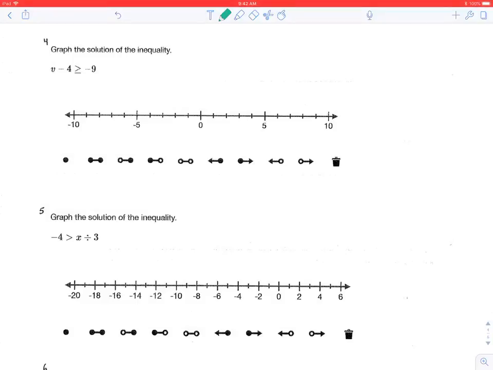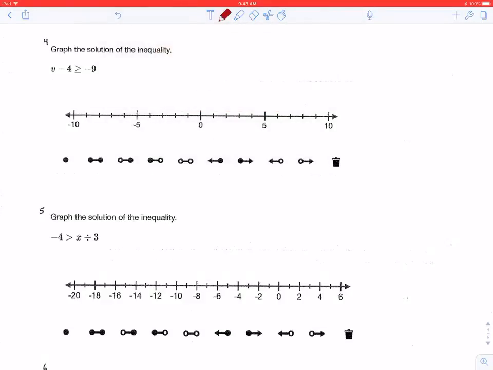Graph the solution of the inequality. And we have v minus 4 is at least negative 9. So we need to determine what is the value of v, or we need to solve for v. And when we do solve for v, that's going to allow us to graph all of the solutions for v.